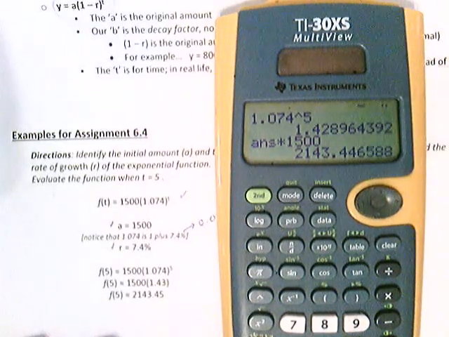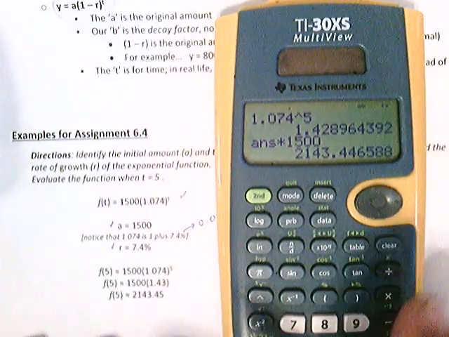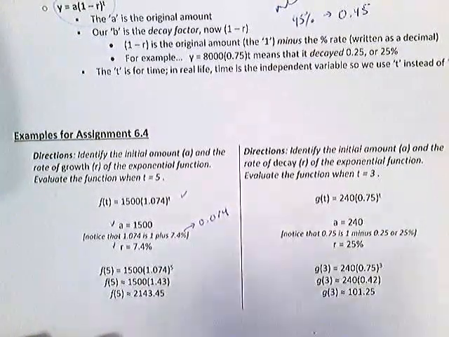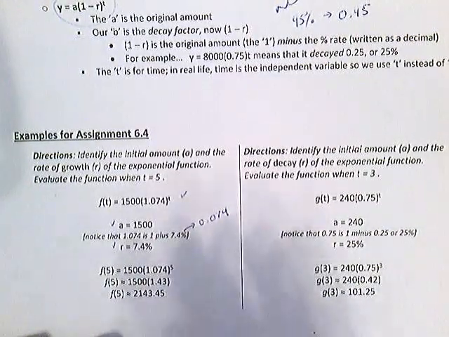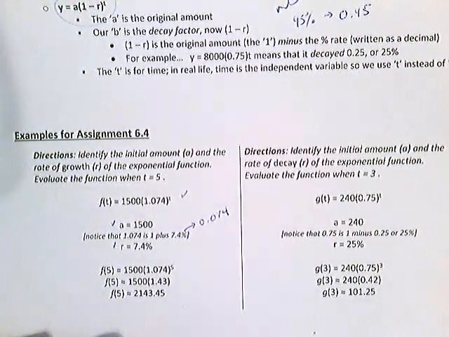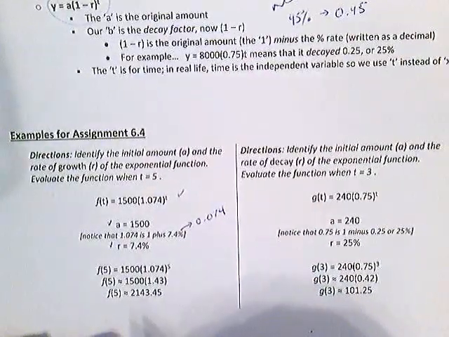2143.45. I just rounded this number. The 6 pinches the 4, and it becomes a 5. Okay, that's it. It's really not that complicated. It's really just about, again, using your calculator, and it's also about understanding percentages, right? So you got to make sure you get that right.